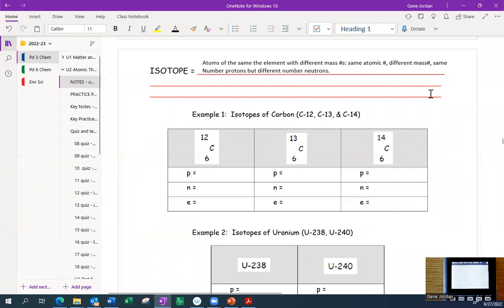So it's the same element. You might need more lines to write it in. Obviously, typing is a little bit easier. Let's take a look at some more common isotopes that we use.